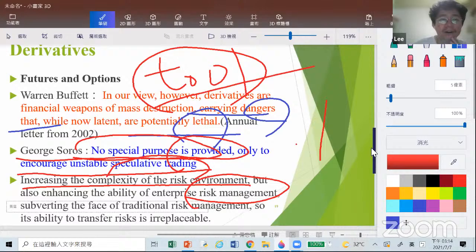Okay, so later I'm going to introduce how to use futures to hedge. I think it's easy to create new derivatives based on your purpose. If you need a new one, I can easily create one. If you can find a bank, if it's not a standard product, maybe you can find a bank that is willing to sign a contract with you.